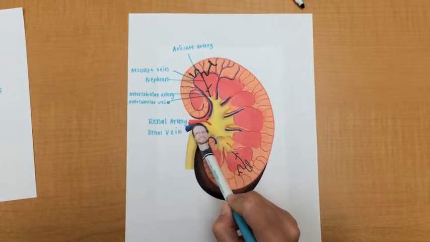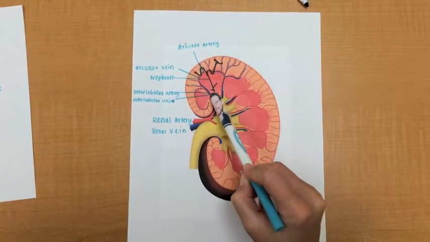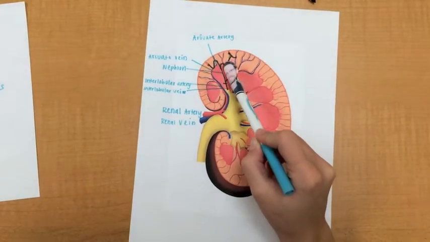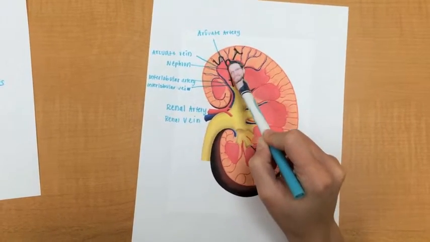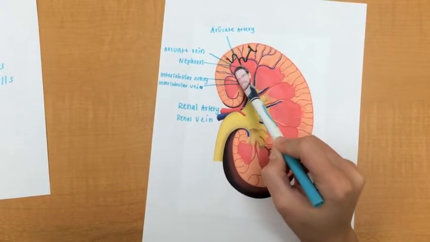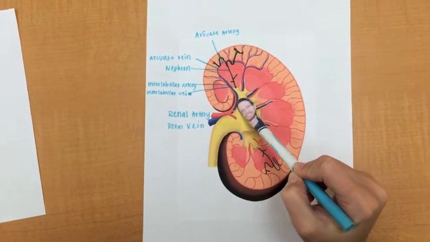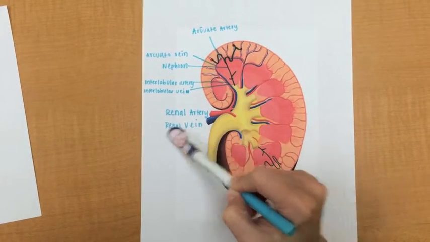Retention begins in the renal artery. It travels up the interlobular artery and around the arcuate artery, down the nephron, which is reabsorbed, and travels through the arcuate vein, down the interlobular vein, and out the renal vein.